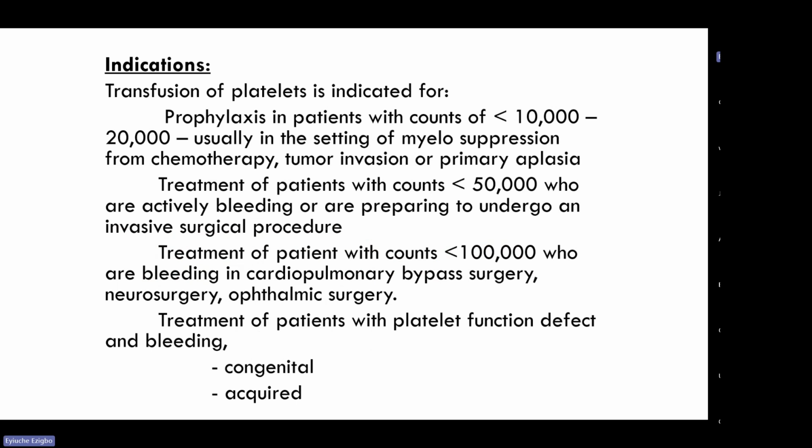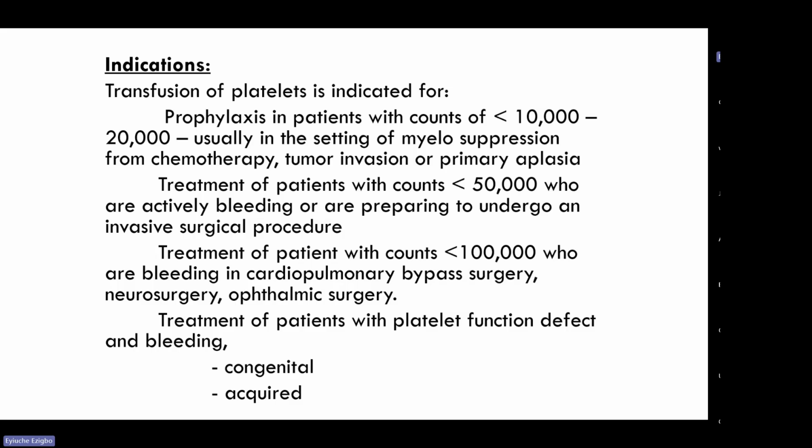Platelets are indicated or can be used for prophylaxis in patients with counts less than 10,000, 10 to 20,000. So you ask yourself, what is the normal count for platelets? These people have counts between less than 10 to 20,000, usually in the setting of myelosuppression, people that are taking myelosuppressive drugs from chemotherapy. They can be used in treatment of patients with counts less than 50, who are actively bleeding or are preparing to undergo an invasive surgical procedure.